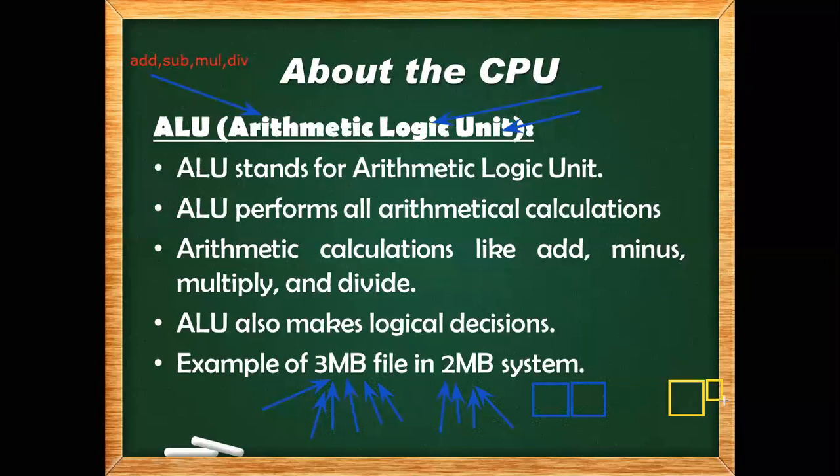Let me draw it. So this is the size of the file. Does this yellow box come inside the blue box? No, because the blue box has less space. The blue box is a 2 MB system which has less space and you have to download the 3 MB file. It cannot be downloaded.